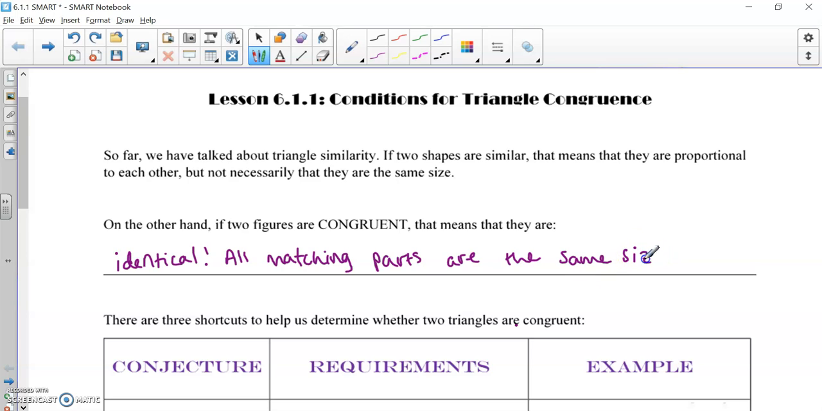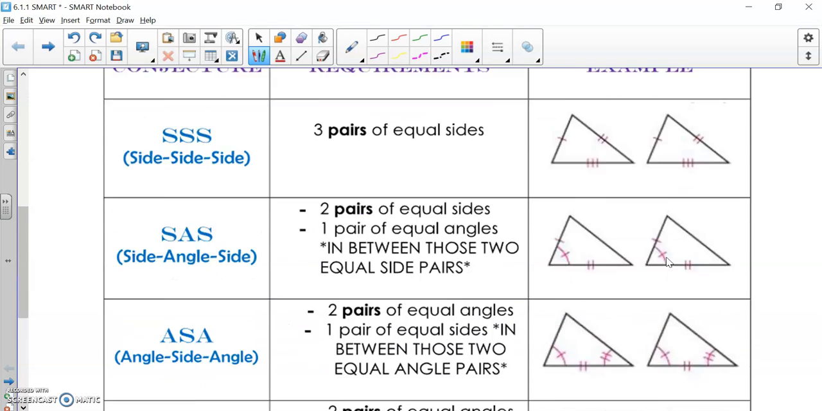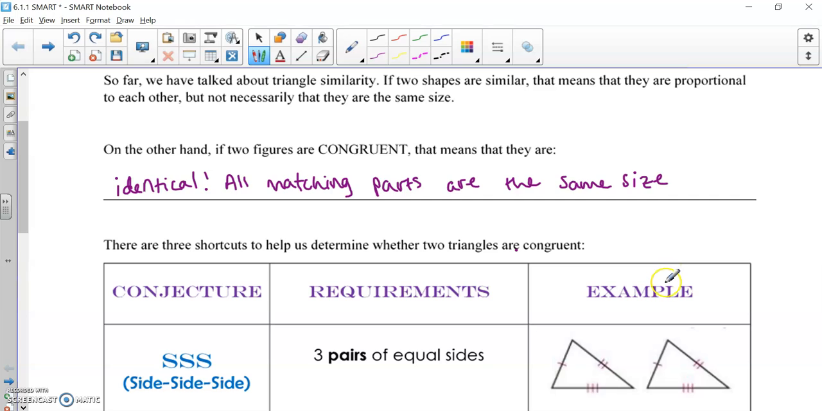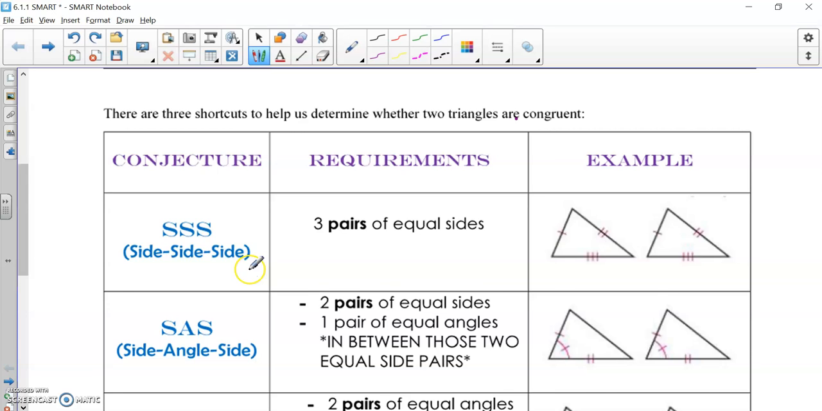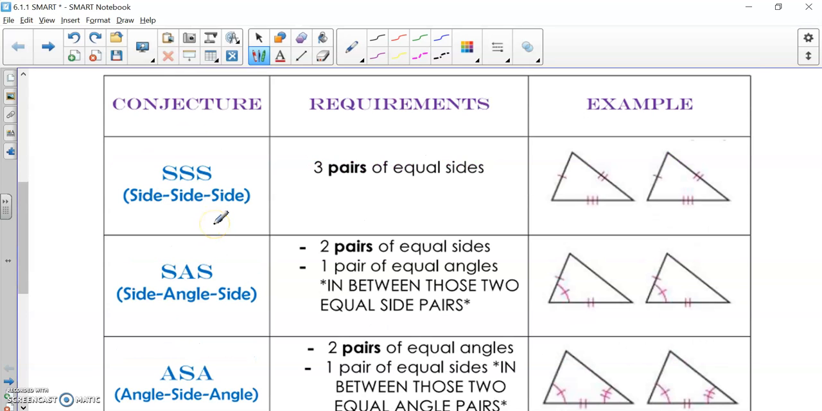All right, so we have 5 conjectures to talk about triangle congruence, and we used to talk about conjectures with regards to similarity, and for that one we just had 3 conjectures. So now there's a little bit more involved here. The first one is SSS, which is side, side, side, which was also one of the similarity ones. You'll see a little bit of overlap here, but it's just that they mean something slightly different.